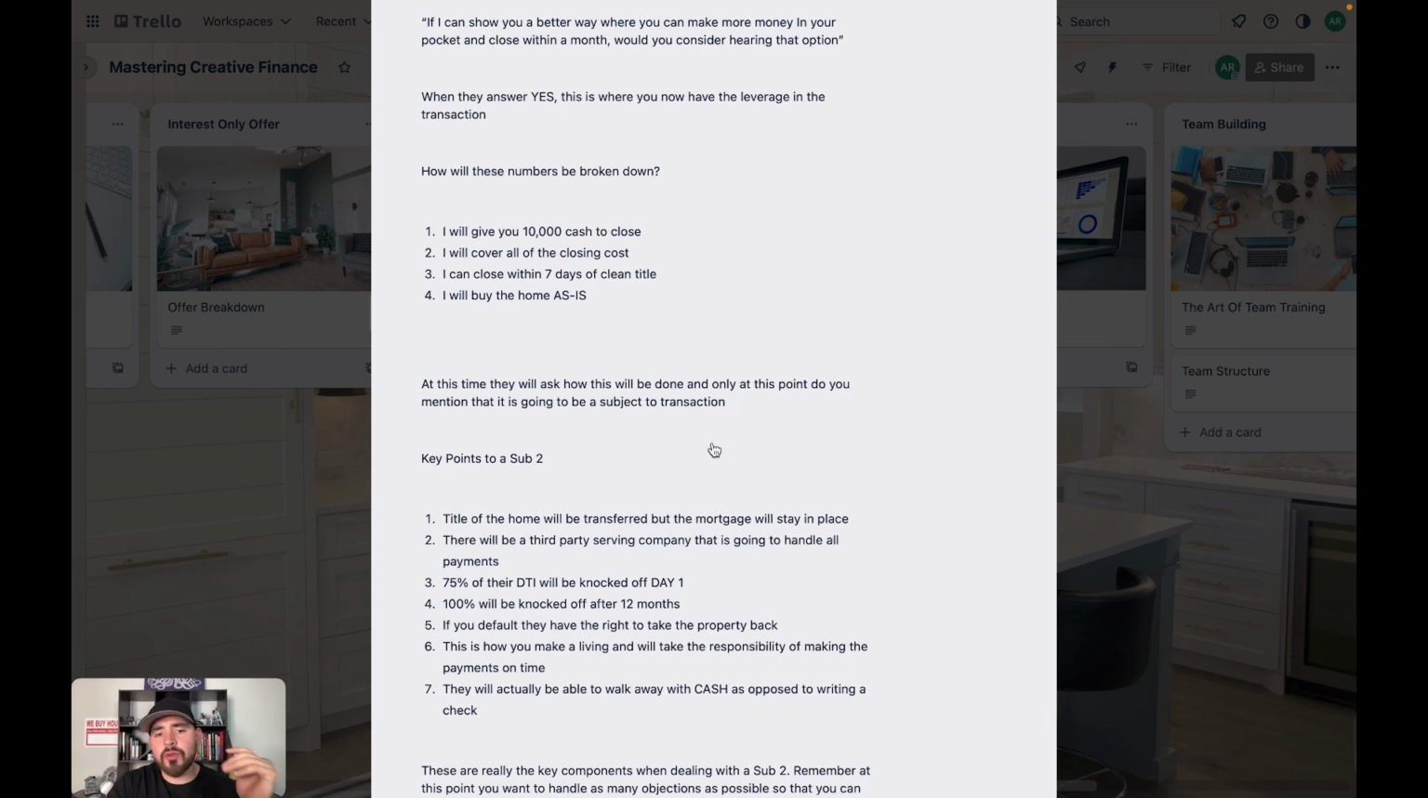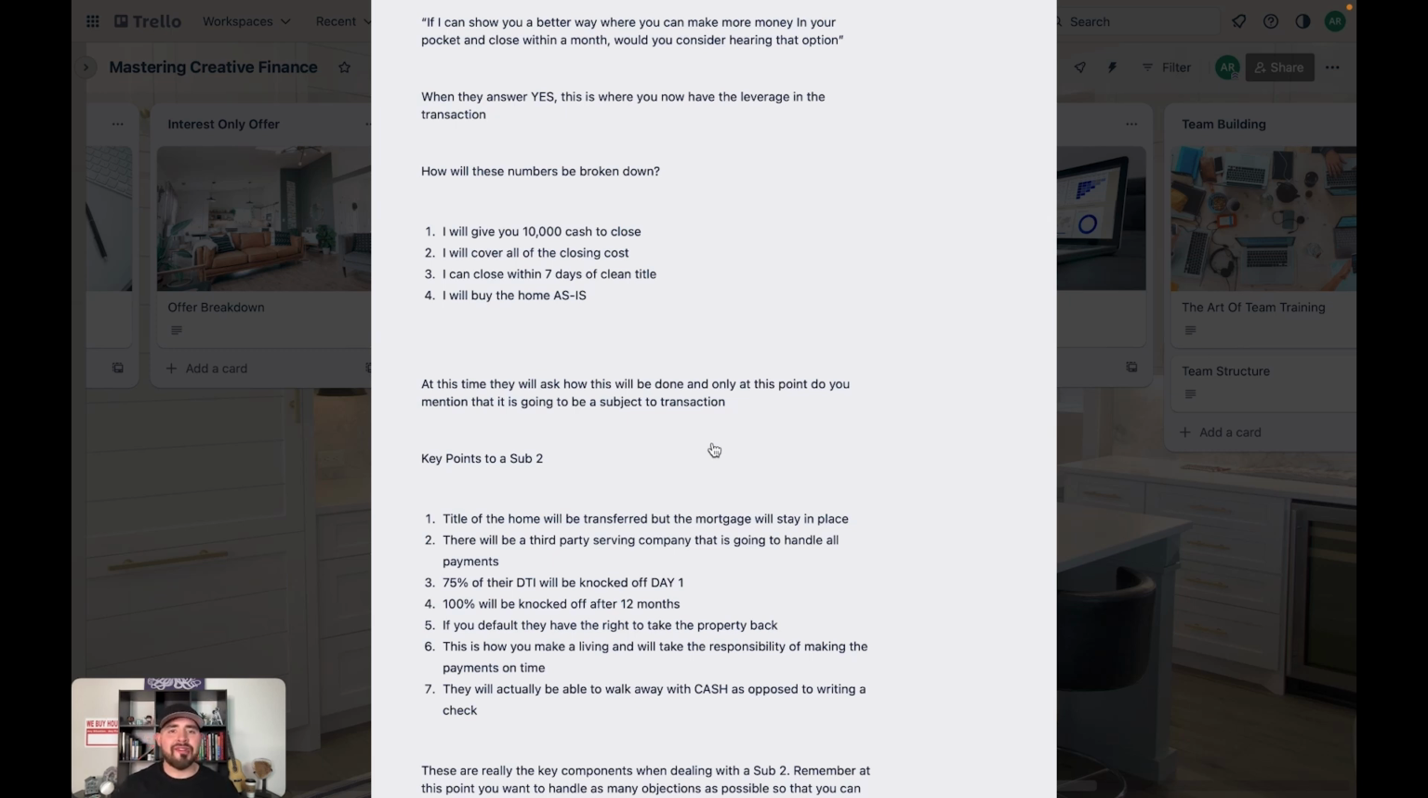The title of the home will be transferred, but the mortgage will stay in place. There'll be a third-party servicing company that's going to handle all of the payments. 75% of your DTI is going to be taken care of month 1, and at the end of month 12, 100% of your DTI is going to be taken care of. The best part is, if I default for whatever reason, you can go ahead and take the property back and get all the equity that I created on this. But this is how I make my living.